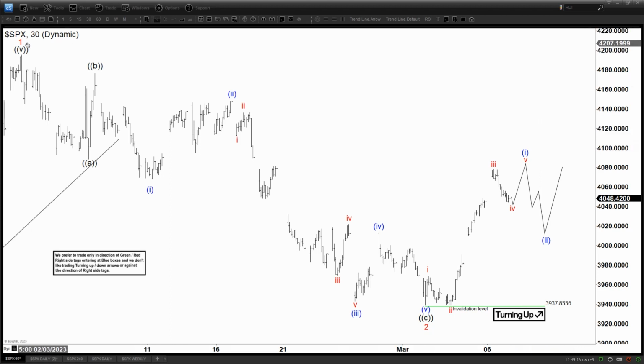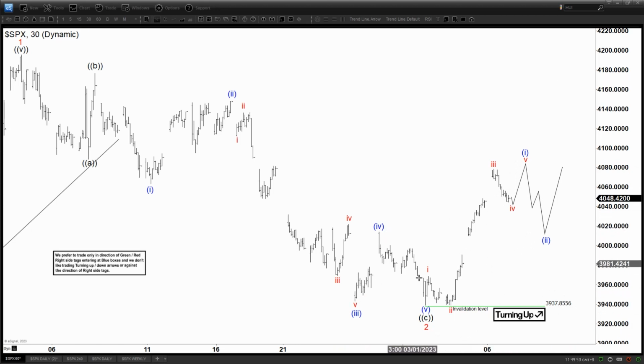Now we can see right here we ended wave 1 at around 41.95, and then wave 2 ended at 39.37. We can see the rally from early this month looks impulsive, right? I think it's a clear impulse here. So that suggests that most likely we can continue to see more upside, as long as it stays above 39.37 here.